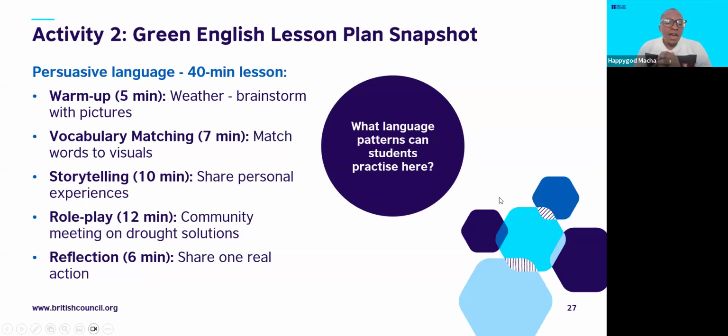So, in our program, we started with persuasive language as well, with a warm-up activity of 5 minutes, where learners were brainstorming vocabulary related to the weather. We were able to use pictures to show them the vocabulary. In the next activity, we were able to match the words with the visuals. We placed a visual related to heavy rain and another visual related to the drought. Then learners would pick the words and match them to the respective weather situation.